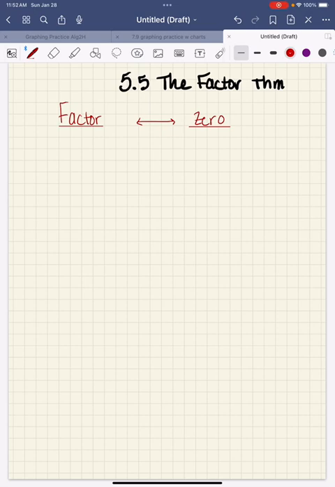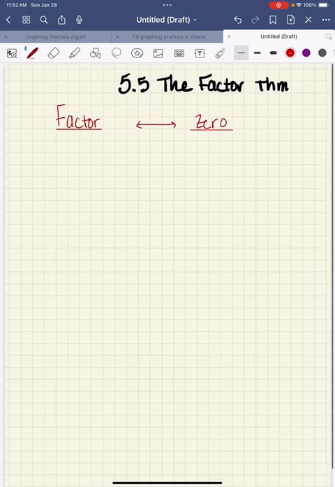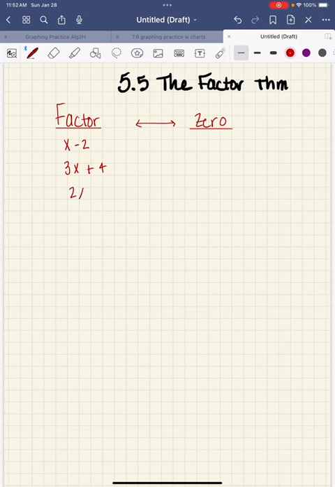So when you're given something like, a factor would be x minus 2. A factor is 3x plus 4. A factor is 2x minus 5. And to get to the 0, you use the zero product property. So the 0 associated with x minus 2, adding 2 to both sides, would be x equals 2.